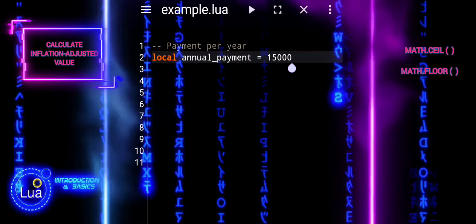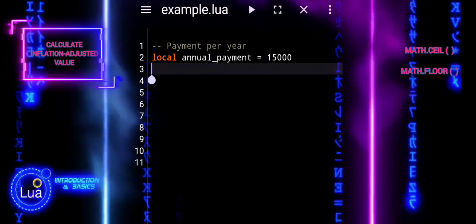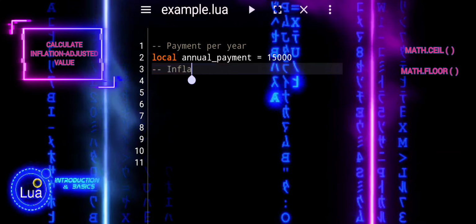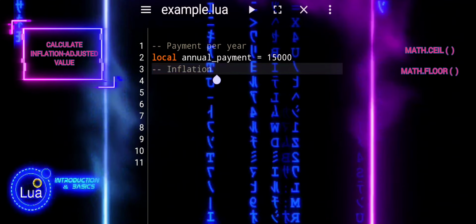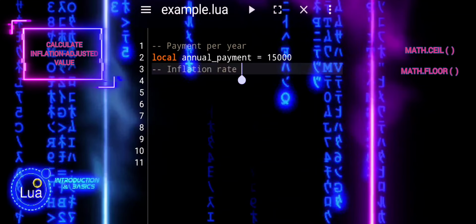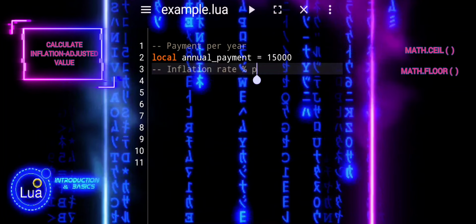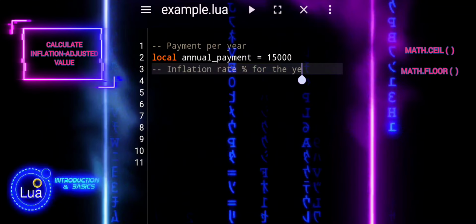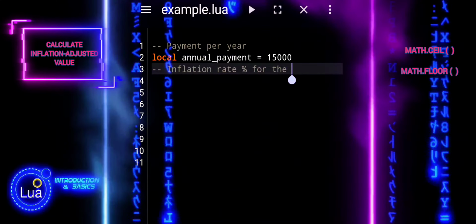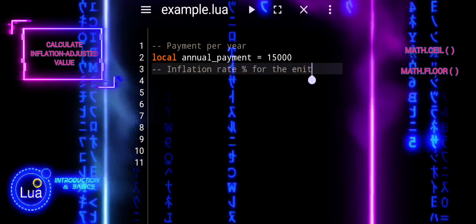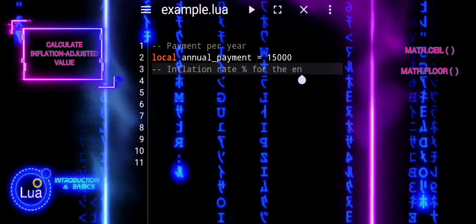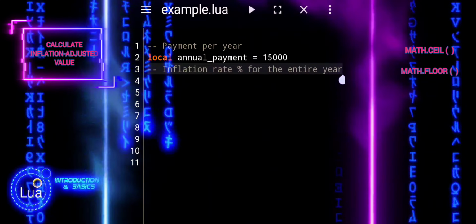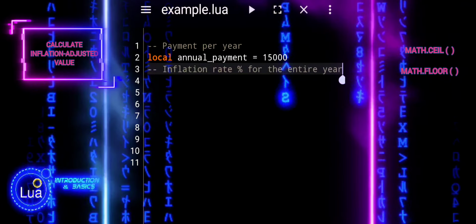The first line defines a variable named annual payment, representing the payment or income received per year. In this case, it is set to $15,000, indicating an annual payment amount. The next line defines another variable named annual inflation, representing the inflation rate for the entire year. It is expressed as a percentage, 5.9%, indicating the expected increase in prices or decrease in the purchasing power of money over the course of a year.